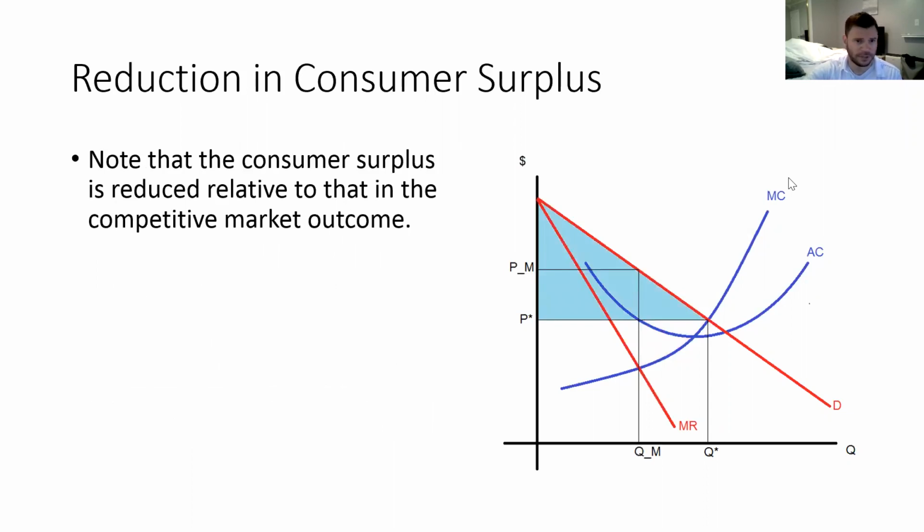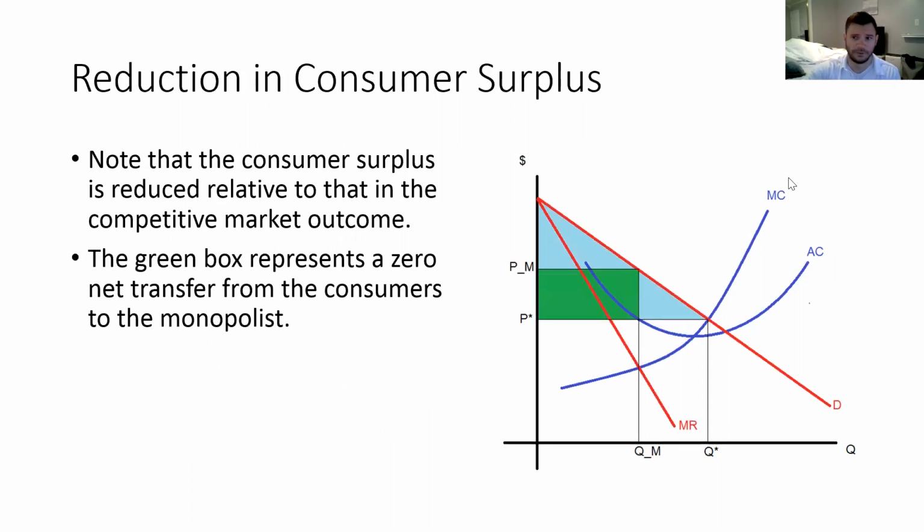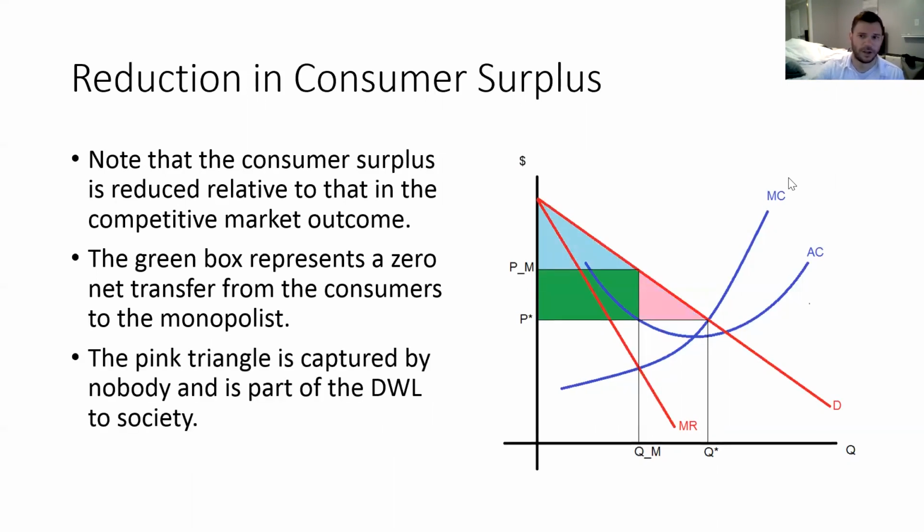Okay, the monopolist is able to extract this green chunk of the consumer surplus as a zero net transfer from the buyers to the seller. Also note that this pink triangle is not captured by anybody because it's part of the societal deadweight loss. So the consumers are only left under the monopoly allocation with that tiny blue triangle in the top left corner.